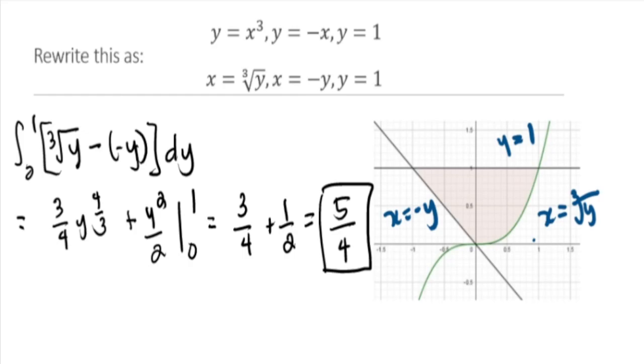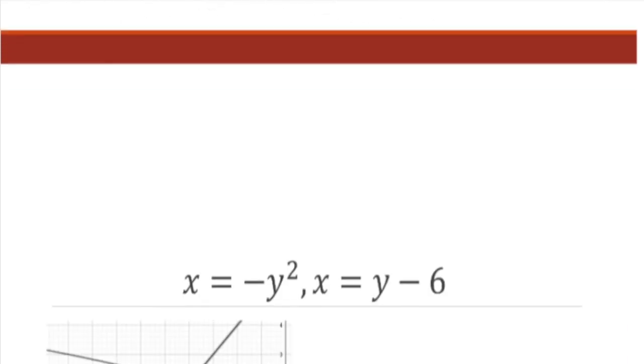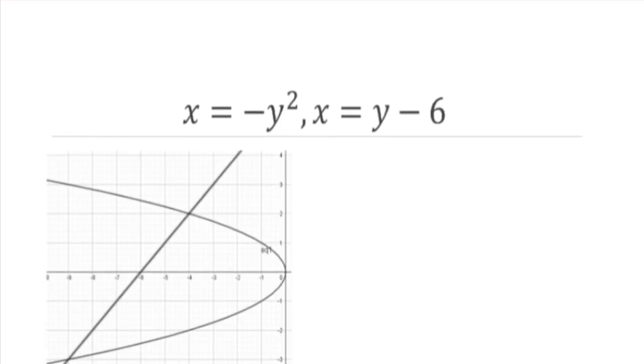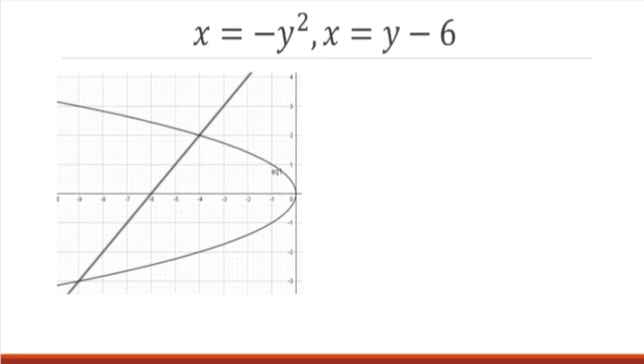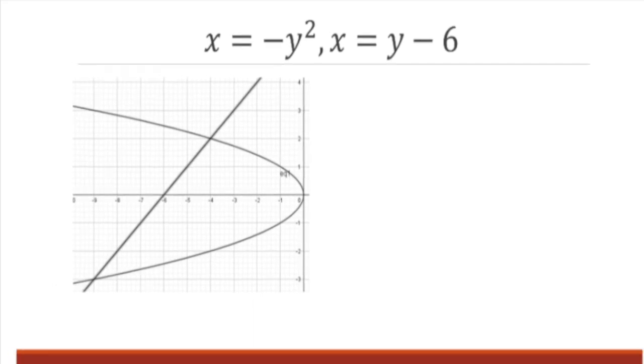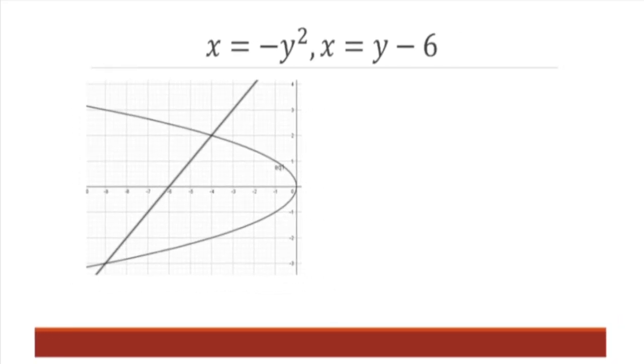Okay, one last example for this one. So, this one, using horizontal strips, is useful especially if you're considering curves which are not functional. Okay? Katulad nito. We have the parabola x equals negative y squared and the line x equals y minus 6. So, itong part na to, it's not a function because it fails the vertical line test. So, mas mahirap siyang gawin if we're going to use the vertical strips. Kapag horizontal, diretso na.